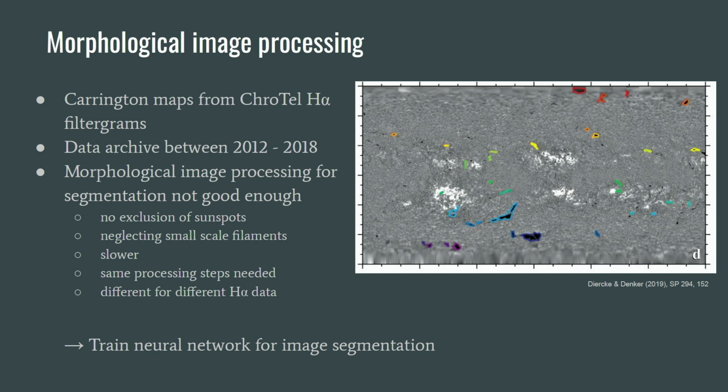And furthermore, morphological image processing is very slow, more processing steps are needed, and the same method is not applicable between different H-alpha image sources. So what we wanted to have is a universal method to select filaments in H-alpha data, and therefore we tried to train a neural network, and then also get the segmentation maps from this.